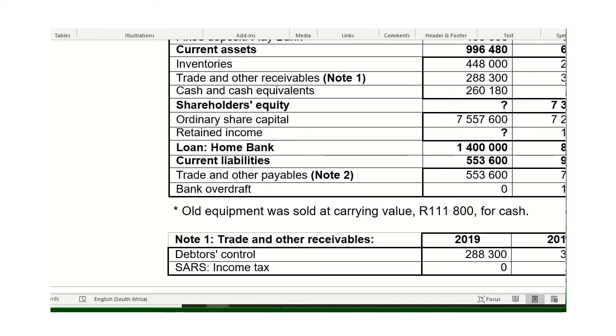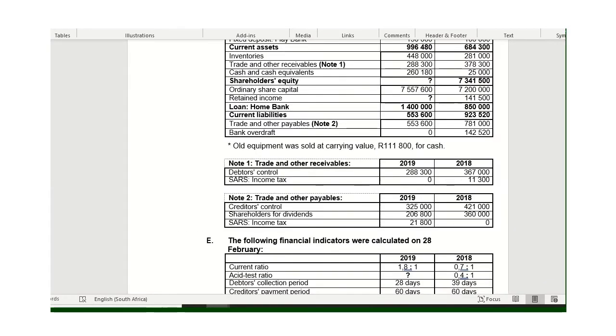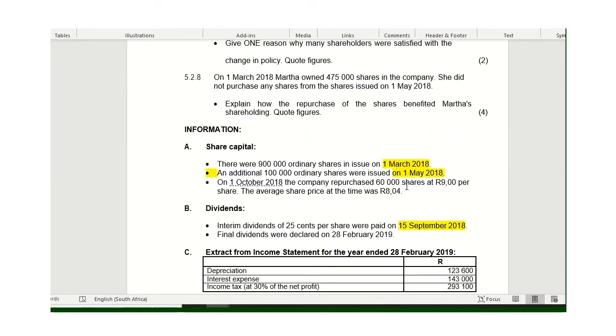Good. So let's look at the next one. Just make it smaller a bit. Good. The next question.